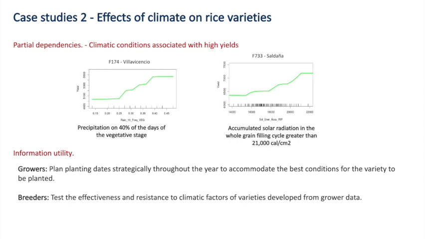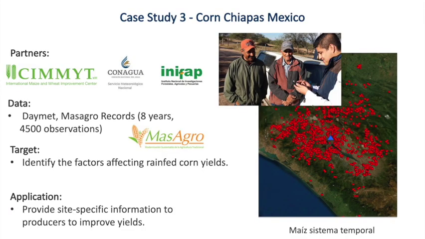On the other hand, for the improvers, this can also be useful because it would allow them to test the resistance of climate factors to certain varieties that are developed based on the data that was explored by the producers, that were generated by the producers. So you can also get a hypothesis for those improvers.